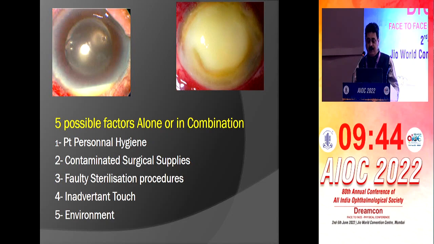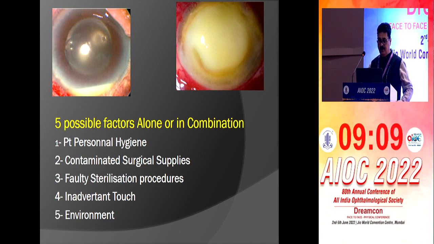So what are the possible factors, alone or in combination, responsible for endophthalmitis? It is a deadly disease, and if we take simple precautions, we can really avoid this thing which is a nightmare for any eye surgeon. So 5 possible factors are there, alone or in combination. If we take care of these factors, we can save the eye of the patient. Personal hygiene, contaminated surgical supplies, faulty sterilization procedures, inadvertent touch, environment. So we will take one by one.